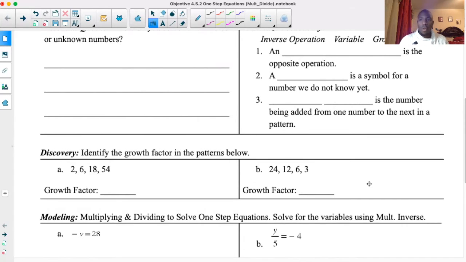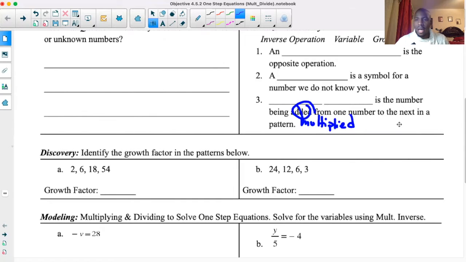Now, the growth factor is the number that's being added from one number to the next number in the pattern, all right? Now, I apologize, this is actually a typo here, what I'm trying to fix. It's not about being added. This is a number that's being multiplied, right? Multiplied to go from one number to the next number, okay?